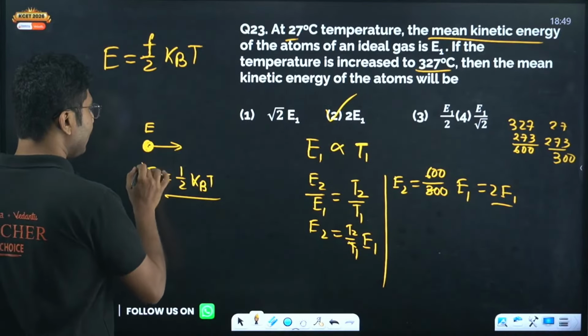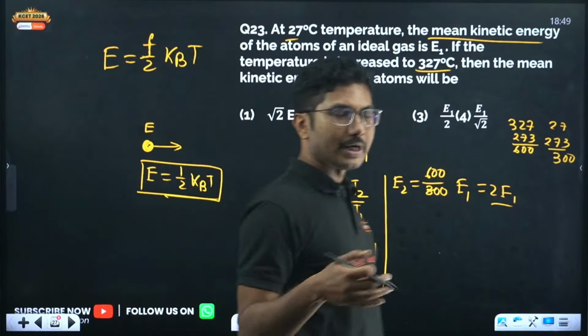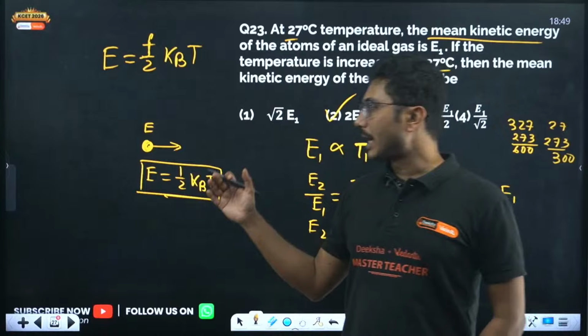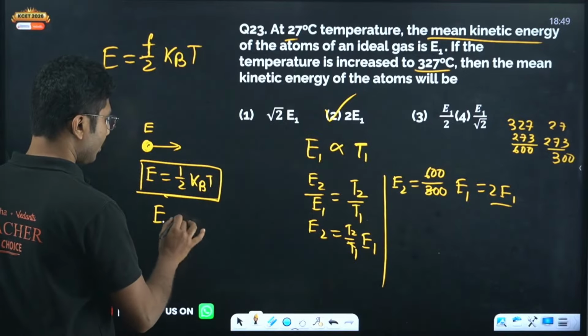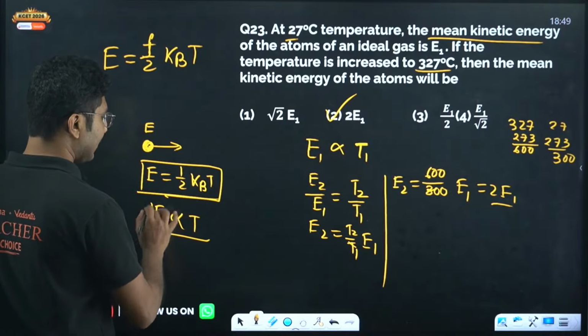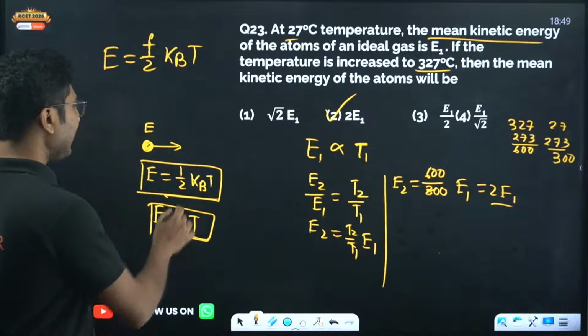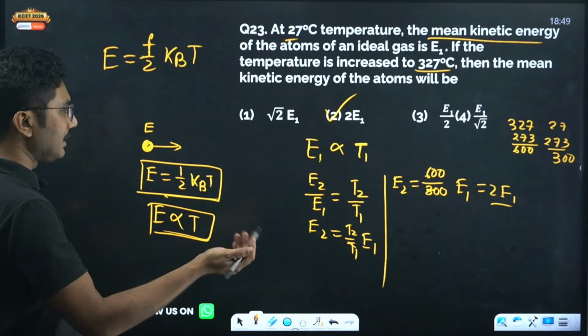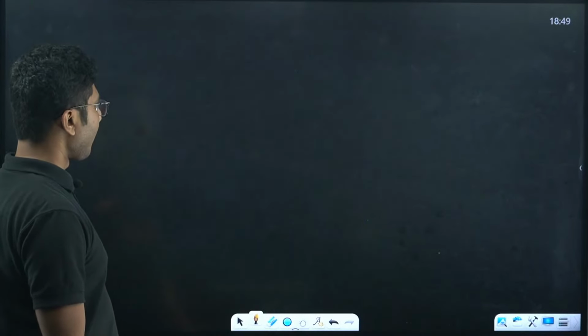This is called the equipartition of energy theorem. So energy is equally distributed among all degrees of freedom, and that energy is half kBT. That means energy is proportional to T, and this is a mean energy. kB is the Boltzmann constant. So the ratio of energies is the ratio of temperatures. That's it.